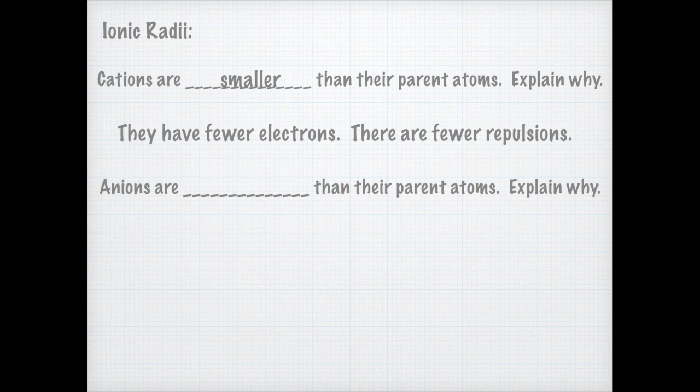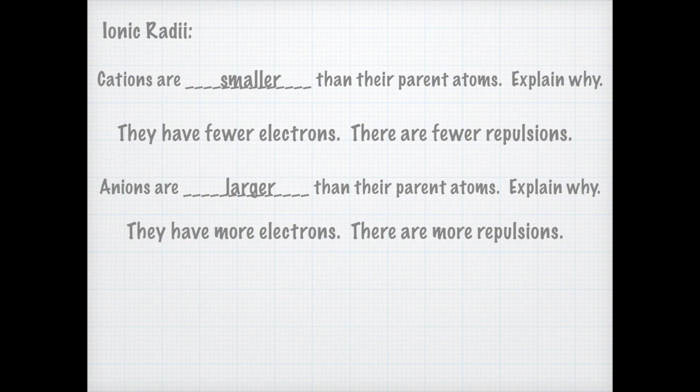Now, if you have an anion, anions are going to be larger than their parent atoms, and that's because you have more electrons and therefore you have more repulsions.